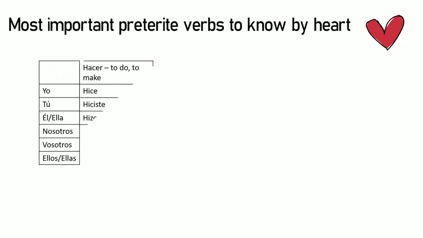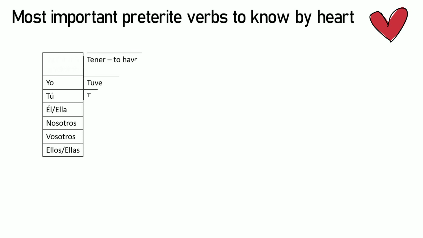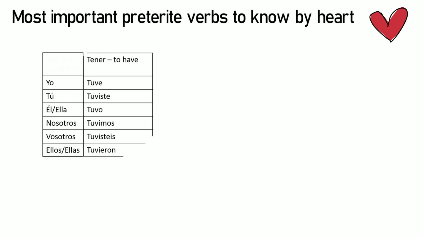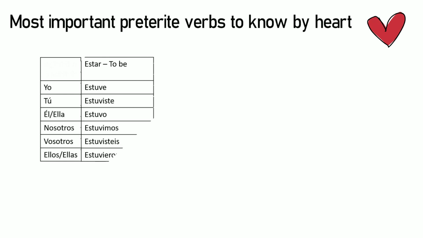The next verb is hacer, which is to do or to make, and that goes hice, hiciste, hizo, hicimos, hicisteis, hicieron. And then we have tener, which is to have, and that goes tuve, tuviste, tuvo, tuvimos, tuvisteis, tuvieron. And finally, estar, which goes estuve, estuviste, estuvo, estuvimos, estuvisteis, estuvieron.